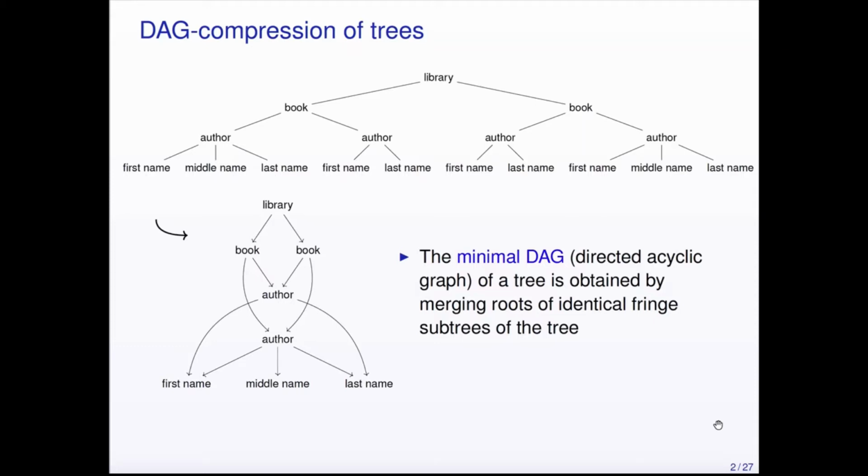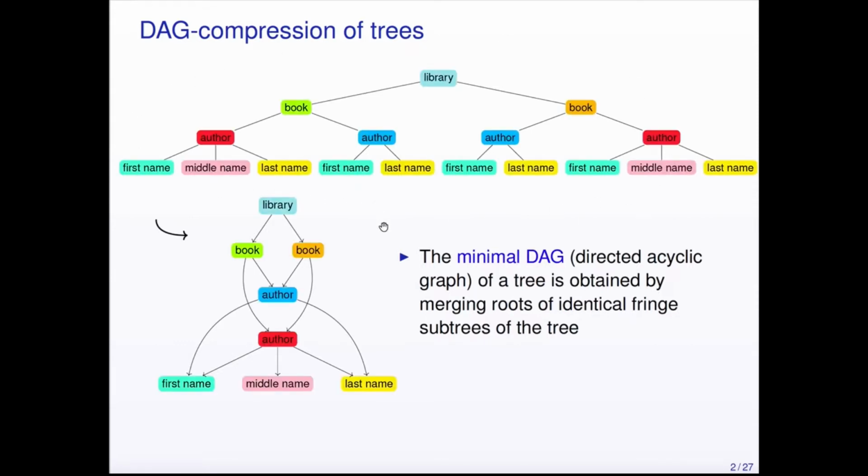And the minimal DAG of a tree can be computed in linear time and is obtained by merging root nodes of identical fringe subtrees of the tree, where a fringe subtree of a tree consists of a node together with all its descendants. So here on the left, we see the minimal DAG corresponding to this tree from the top.